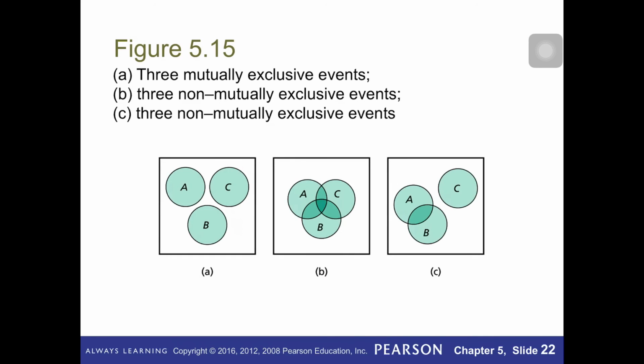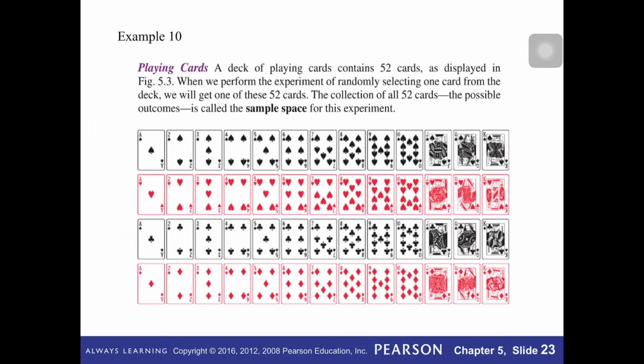Okay, same as this, you can extend this up to any number of events. So you can see this is all mutually exclusive, this is not mutually exclusive, and this is also not all mutually exclusive. Okay, CA or CB mutually exclusive, but all three are not mutually exclusive. Okay, let's try to do this one.